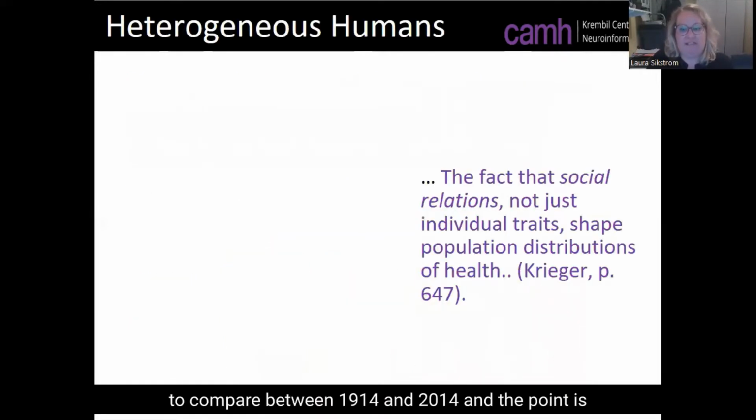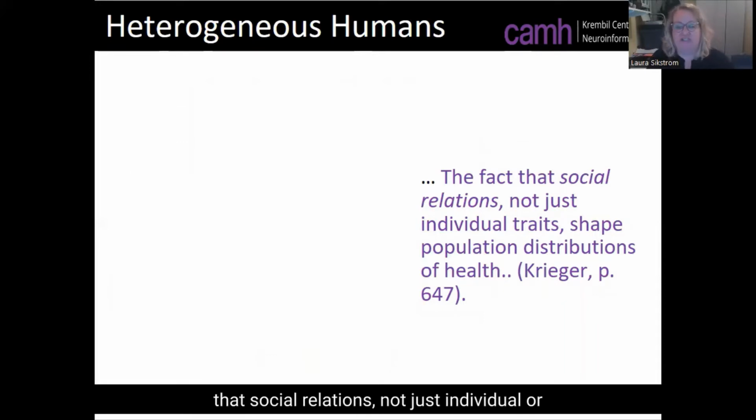And the point is that social relations, not just individual or intrinsic traits, shape population distributions of health. We now sometimes think of this, or can think of this, as the social determinants of health. But there are lots of ways we can think about heterogeneity among humans, both across space and time, and within and between groups.